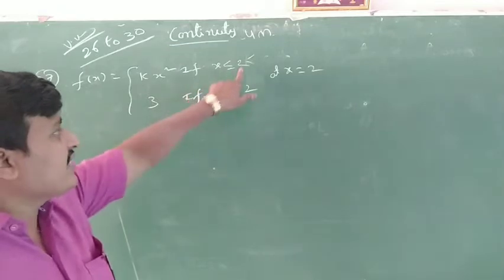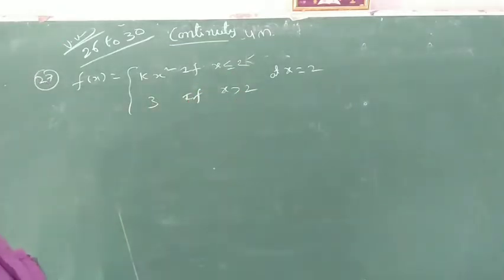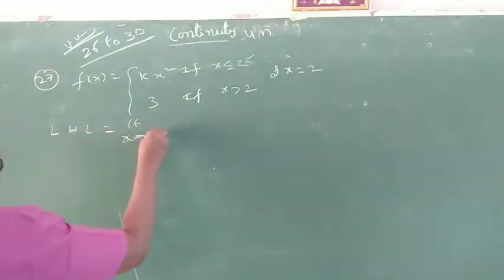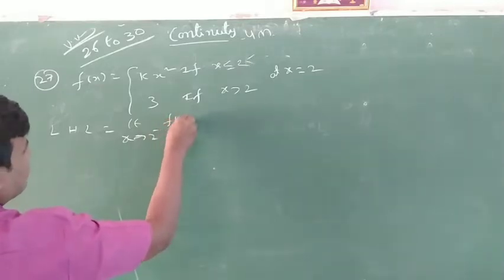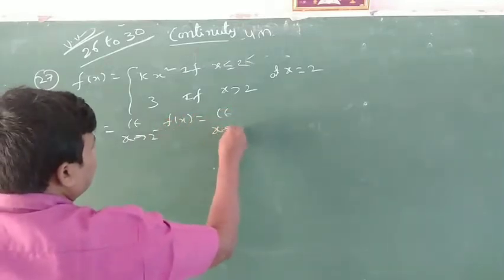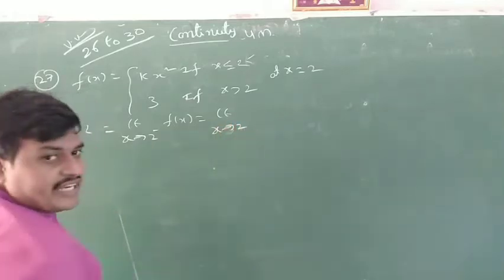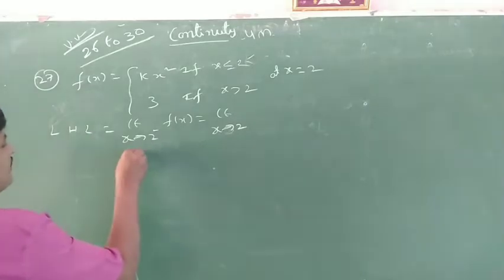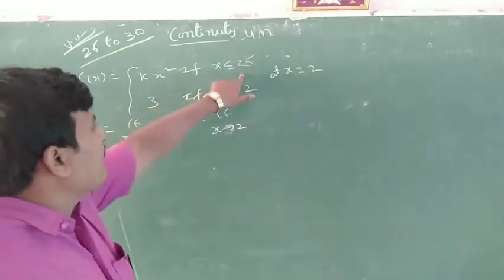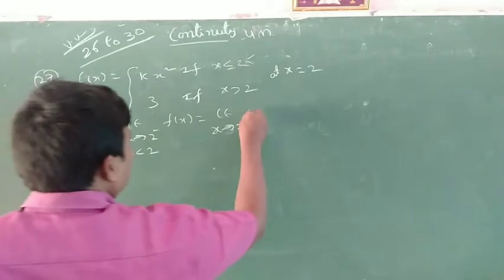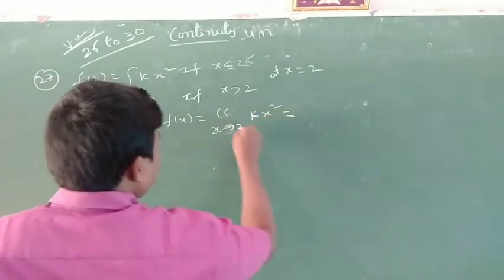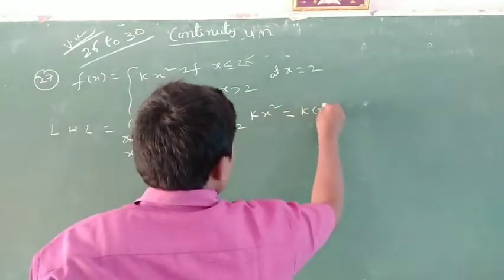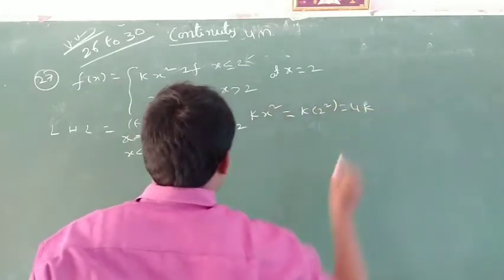Next here, x less than or equal to, x greater than, not equal to is not given. So using LHL is compulsory. Limit x tends to 2 minus f of x. x tends to 2 minus means less than 2. Which function is for less than 2? Kx square. X means 2. So k into 2 square, that is equal to 4k.